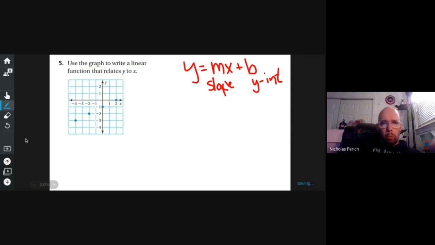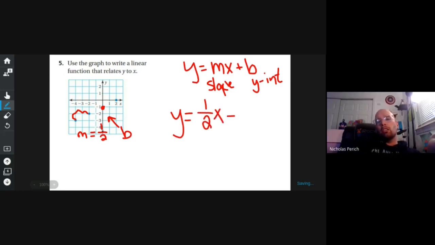My slope, the graph is normal, up 1 over 2. So my slope is m equals 1/2, and it's positive. My y-intercept is right there at -1. So y equals 1/2 x minus 1. Easy.